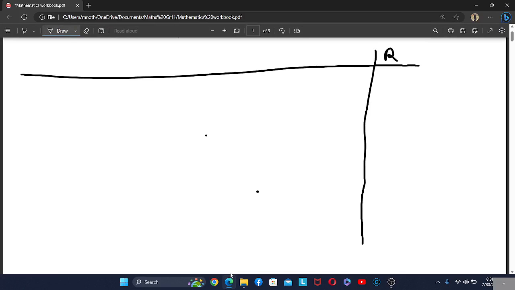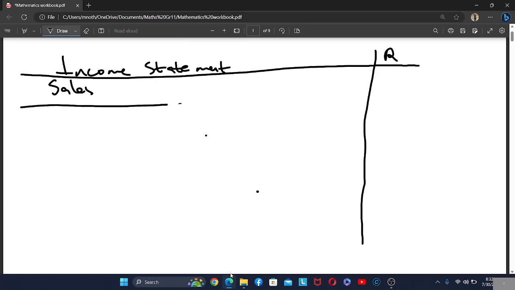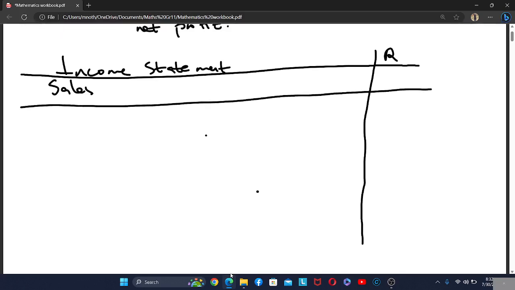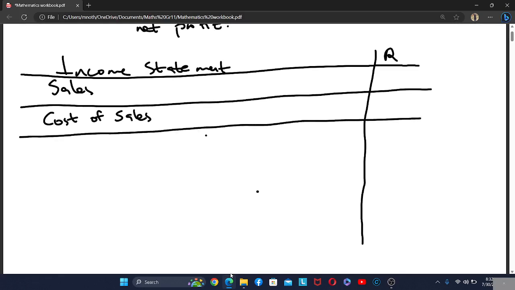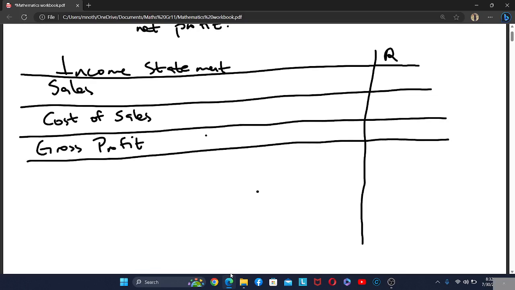Okay, so the income statement. This is our income statement. So it starts with sales, and then after sales, we have the cost of sales, and then we have the gross profit. Okay, now before we get to the cost of sales and the gross profit, let's come here to the sales.